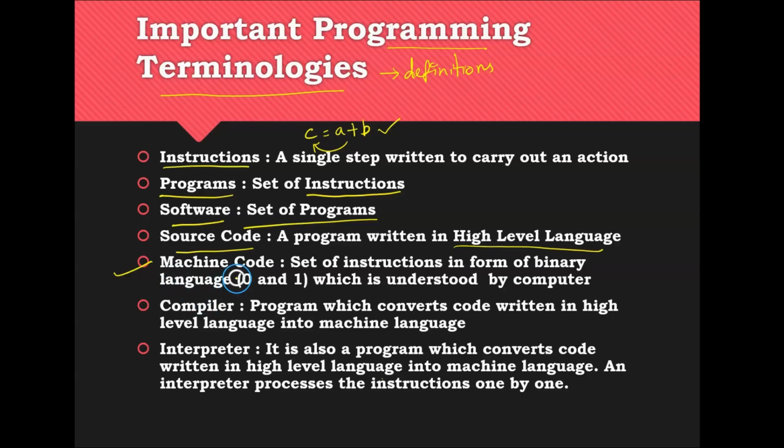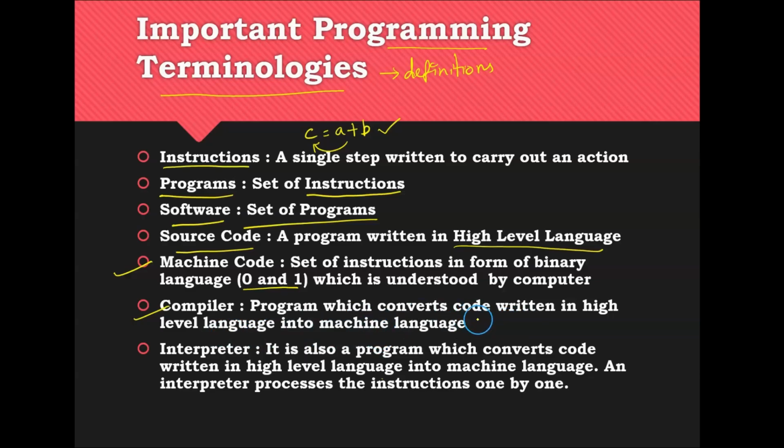So the machine code is nothing but a set of instructions in the form of binary language, that is zeros and ones. These zeros and ones are tough for us to understand, but it is very easy for the computer to understand. Okay, so the machine code is nothing but zeros and ones, and the source code is the human code which we are giving, that is your high level language. The next one is the compiler. The compiler is a program that converts the code written in high level language into machine language.